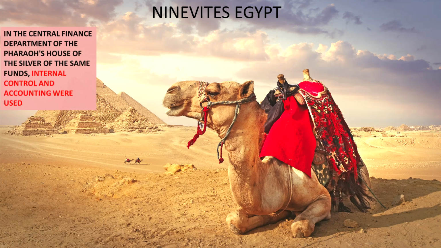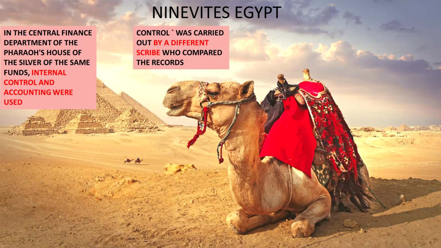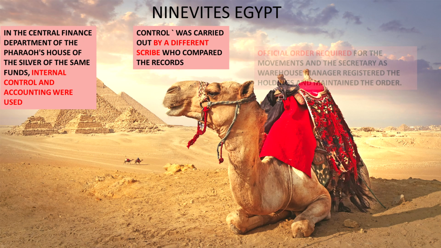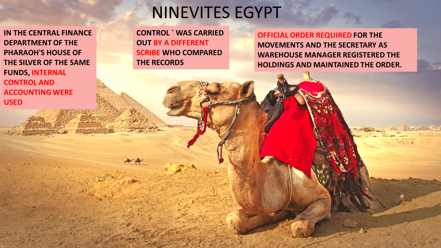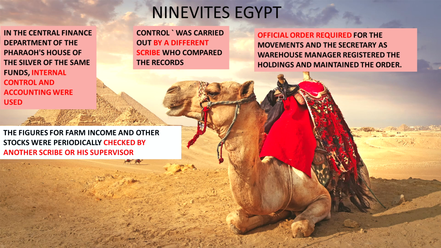Also, in the Central Finance Department of the Pharaoh's House of the Silver, internal control and accounting were used. Secretaries prepared records of revenues and holdings of corn and other goods. Control was carried out by a different scribe who compared the records. An official order was required for the movements, and the secretary as warehouse manager registered the holdings and maintained the order. The figures for farm income and other stocks were periodically checked by another scribe or his supervisor.